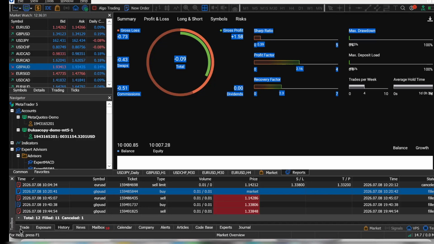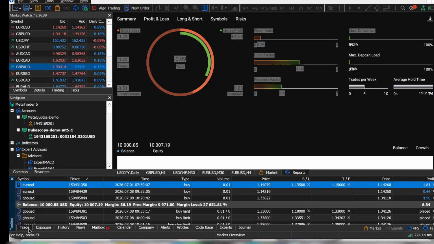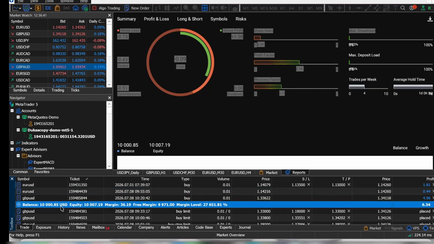To begin, let's locate and open the Essential Toolbox panel. This is your main hub for monitoring your account's vital statistics. You'll find this panel located at the bottom of your MetaTrader 5 interface. Once you've navigated to the Toolbox panel, it's time to focus your attention on the Trade tab, a pivotal element for any trader. Simply click on the Trade tab to proceed.